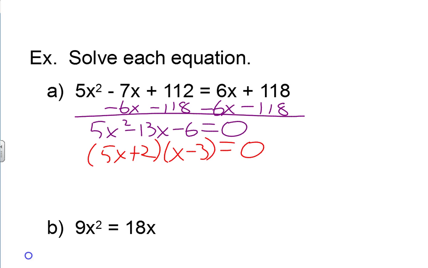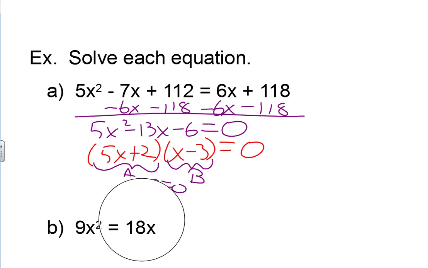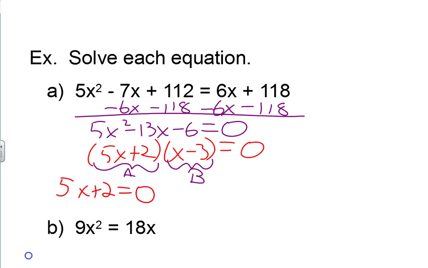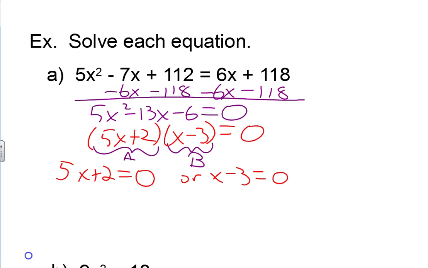Now take a look at this. Now I have two things multiplying to get me 0. I've got this first parenthesis called A, and this second one, B. I know that whenever I multiply two things to get me 0, either A equals 0 or B equals 0. Because of that, I can write two different equations. I can say either 5x plus 2 equals 0, or x minus 3 equals 0. Each parenthesis has to equal 0 by the zero property of multiplication.